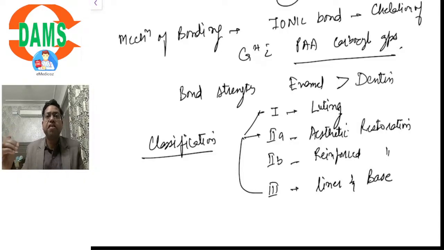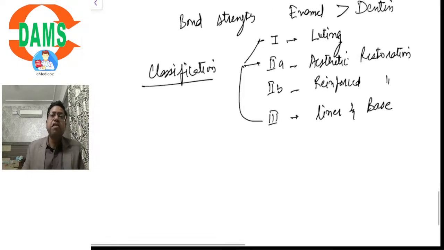And what is the difference in these GICs? The composition would remain the same. The difference is in the powder particle size. The smaller particle size of 15 microns is used for luting purpose, and the larger particle size of 50 microns is used for restorative and base applications. So the difference is in the powder particle size.